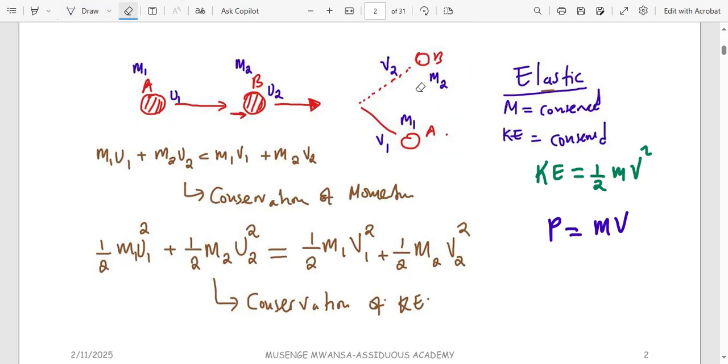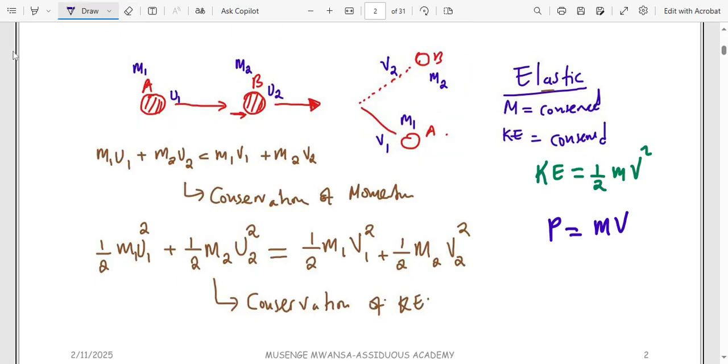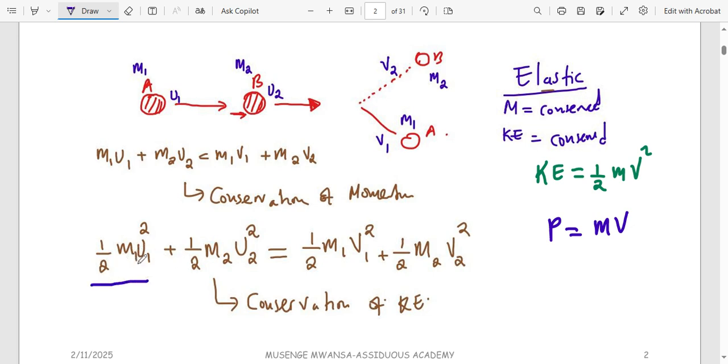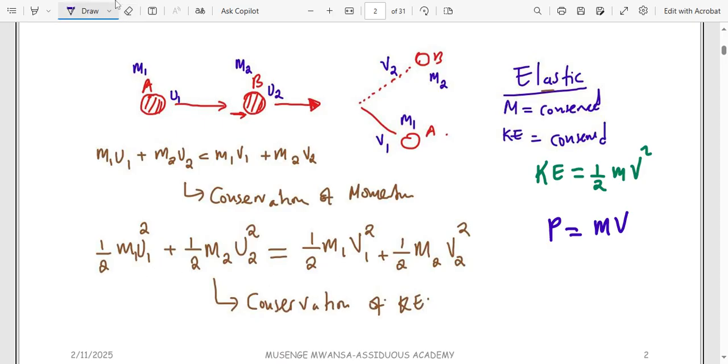That is the conservation of, I mean kinetic energy. So we are saying half m1 u1 squared plus half m2 u2 squared, coming from this equation for kinetic energy, and that should be equal to half m1 v1 squared plus half m2 v2 squared. Remember, v is the final velocity. So this equation gives us the conservation of kinetic energy.